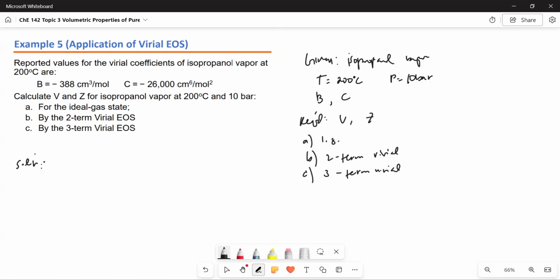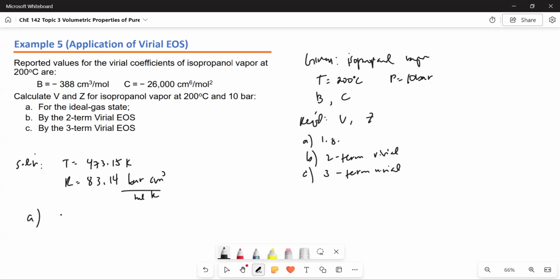Okay, for the solution, let's convert temperature to Kelvin. That is, just add 273, so that's 473.15 Kelvin. And then we will use R in terms of Kelvin bar cm cube. So this is 83.14 bar cm cube per mole Kelvin. And I got this from the Smith and Van Ness appendix.